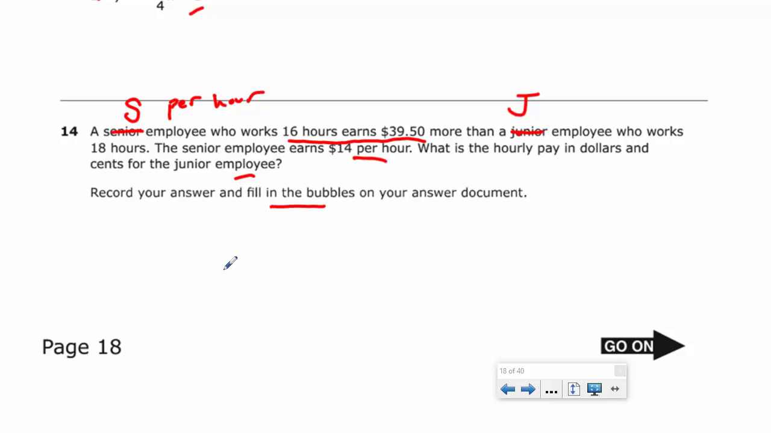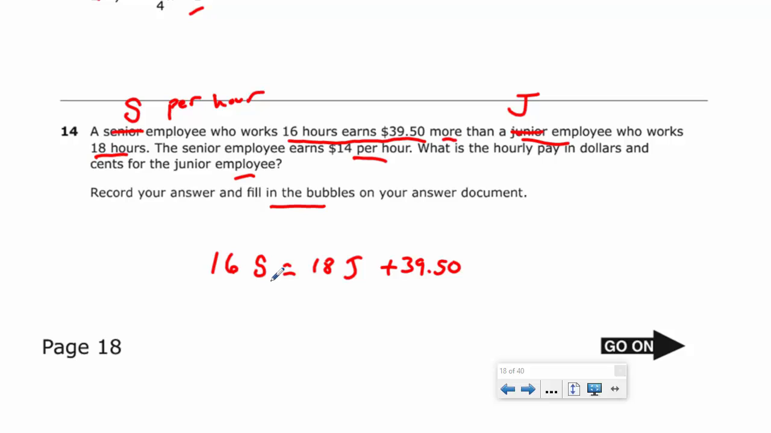The senior works 16 hours, so it's going to be 16 times the senior pay per hour. This amount is going to be $39.50 more, which means they're adding $39.50 to something. To what? The junior employee's pay if he works 18 hours. So it's $39.50 more than 18 times the junior pay per hour. If you add $39.50 to the junior's total pay for 18 hours, it's the same as the senior's pay for 16 hours. What is the hourly pay for the junior employee?